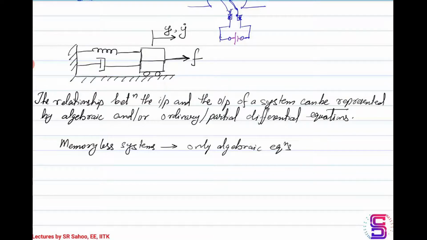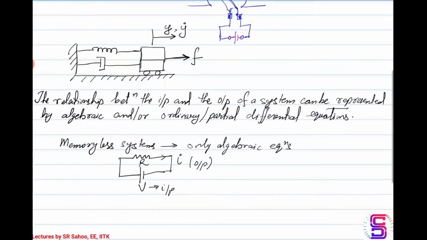Example of a memory-less system: a purely resistive circuit. Let's say that you have a resistor R. The input here is the voltage that is applied, and the output is the current that flows in the circuit. The current, by Ohm's law, is the voltage applied divided by the resistance. So the current at any instant of time depends on the voltage applied across the resistor at that instant. It does not depend on what the voltage was previously, or how the voltage has been changing, or what current was flowing through the resistor previously.